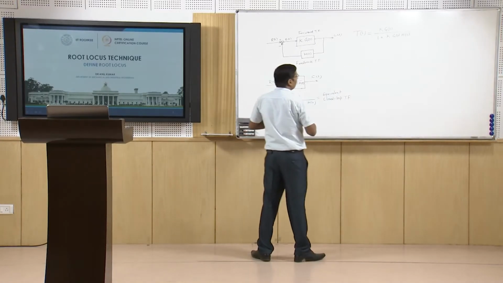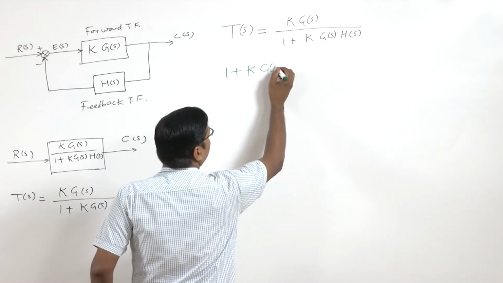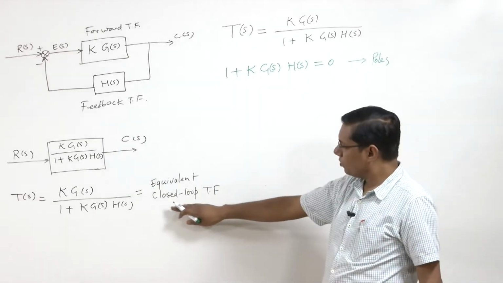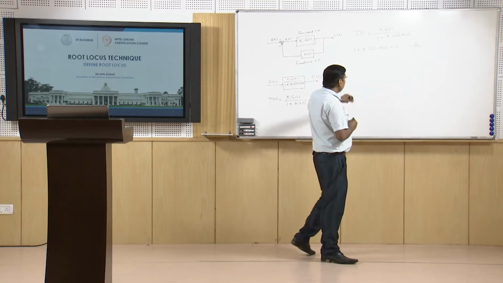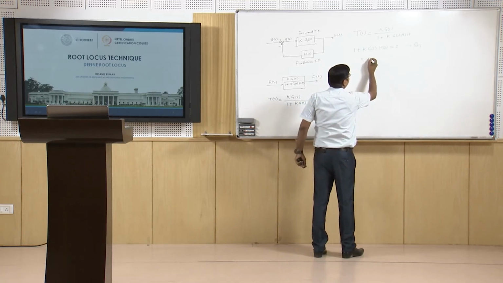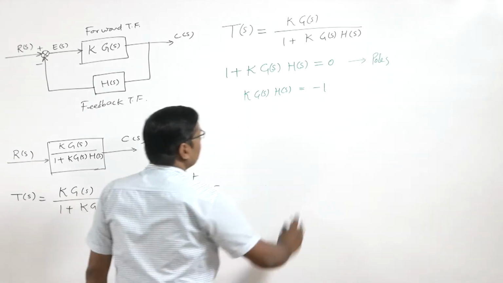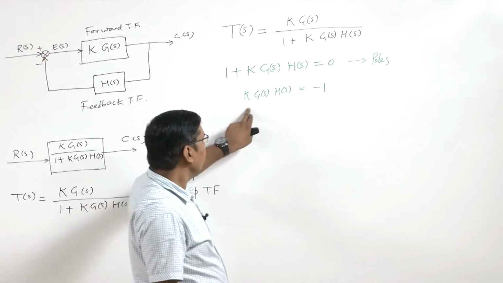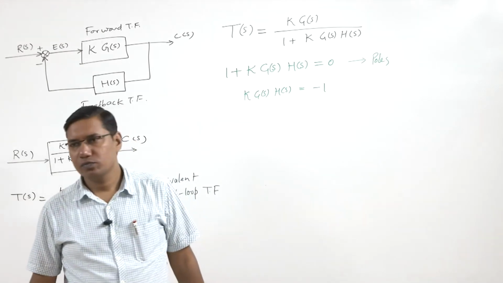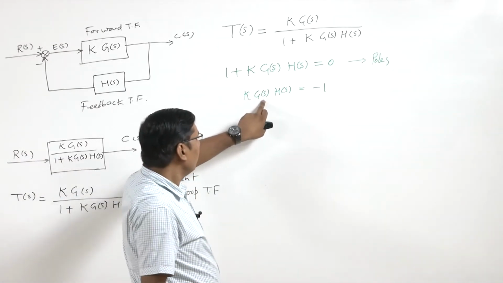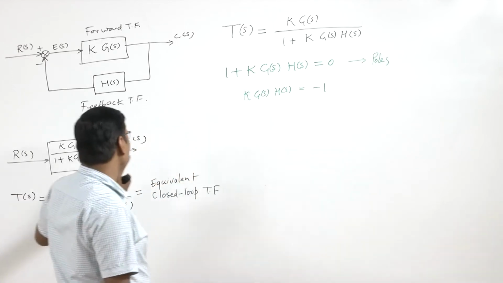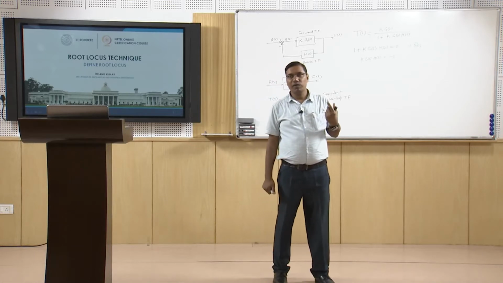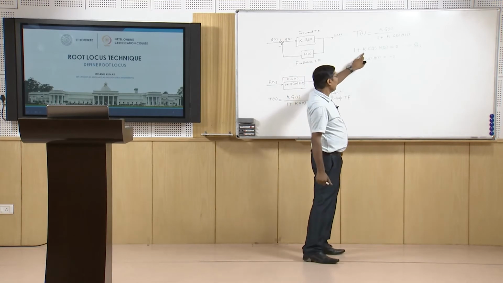Here 1 plus k G(s) H(s) equal to 0 will give us the poles of the closed loop transfer function. So it means that k G(s) H(s) equal to -1. So for any value of k, if this relation is satisfied, that pole s is the pole of this closed loop transfer function. And because root locus is the locus of the closed loop poles, this means that the pole will be on the root locus for some value of k.